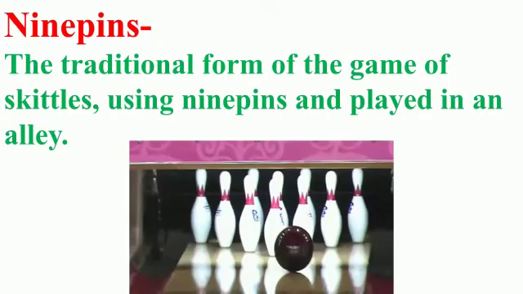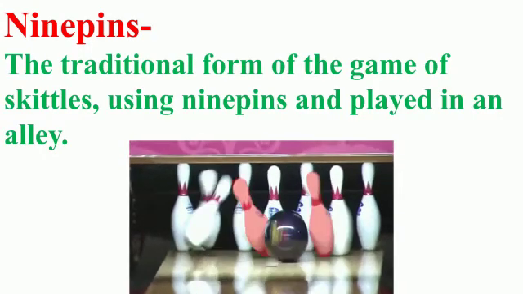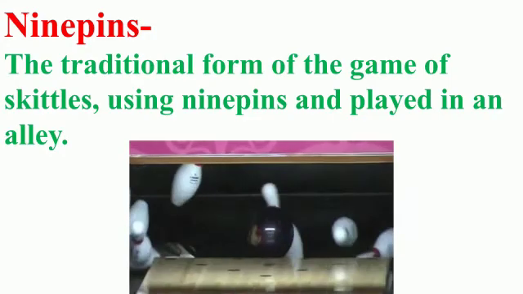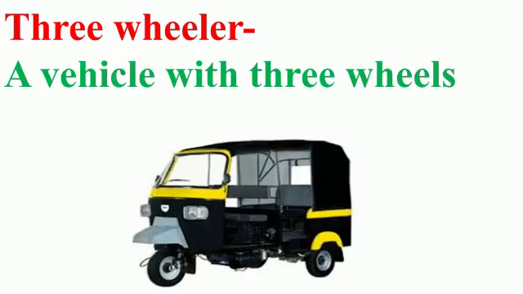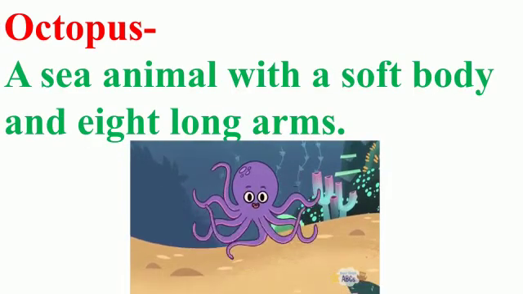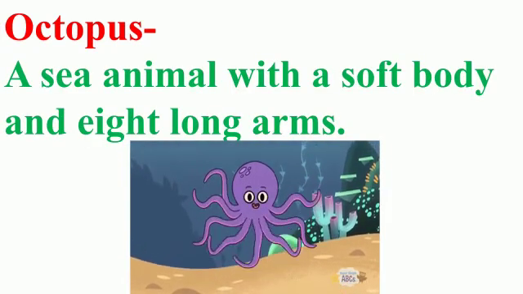Next, ninepins means the traditional form of the game skittles using 9 pins and played in an alley. Next word is three-wheeler means a vehicle with 3 wheels. Next word is octopus. Ma'am, where is the number in this? Students, octo means 8. So, octopus means a sea animal with a soft body and 8 long arms.